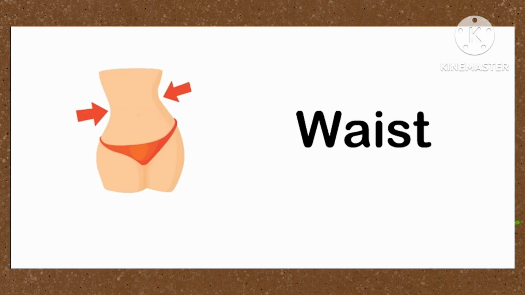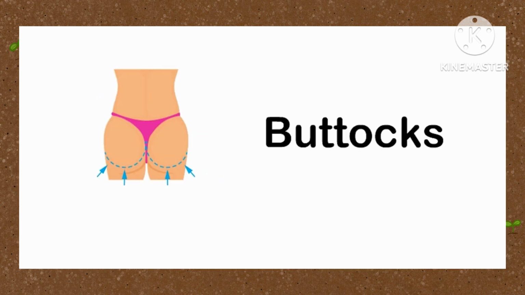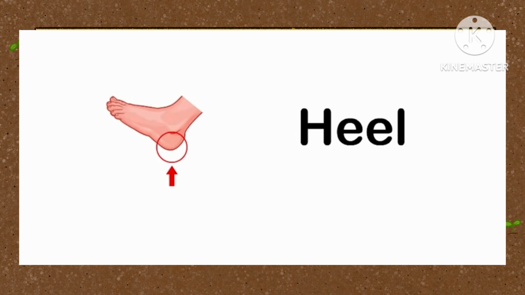Waist. This body part is called waist. What is this? This is toe. Toe. Buttocks or bum. Larynx. Larynx is also known as voice box. Larynx or voice box. Do you know what this is?